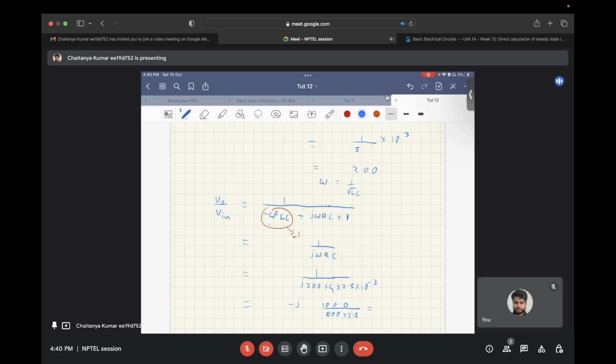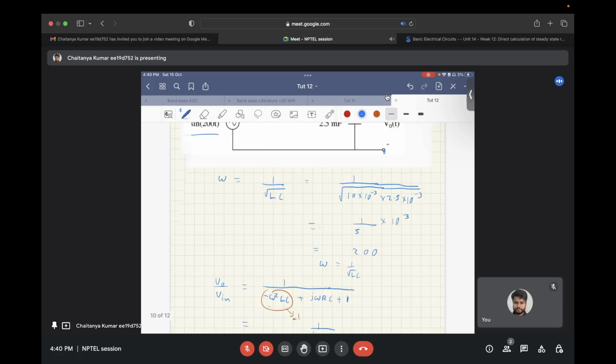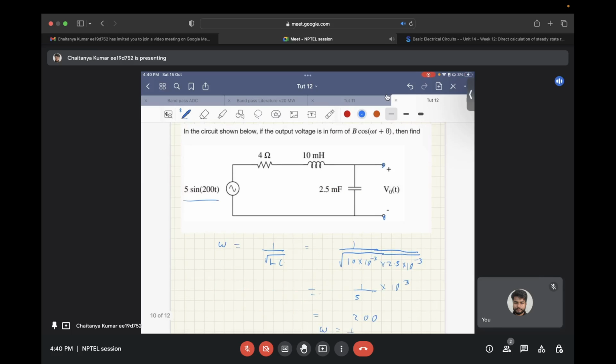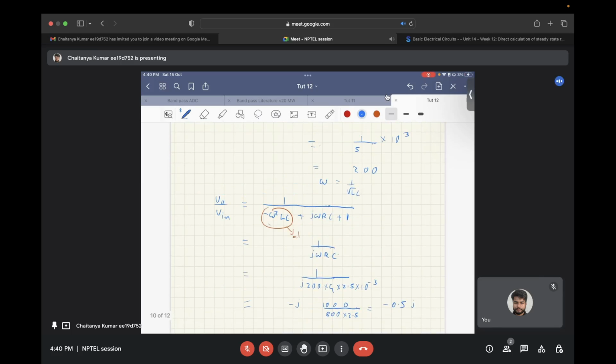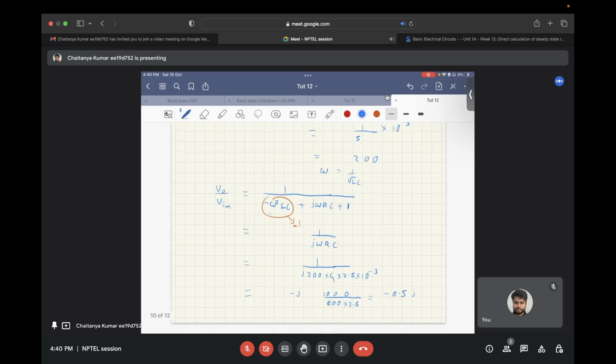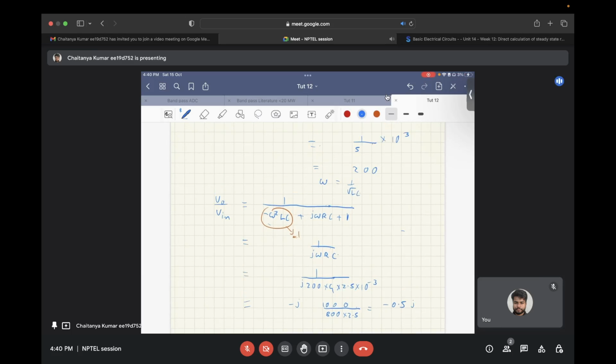7.5. This comes out to be 0.5. Yeah, this is 0 times j. Now the input is 5 sine 200t. So now minus j basically means that there is a phase shift of minus 90 degrees. So minus j corresponds to phase shift of minus 90 degrees from the input.